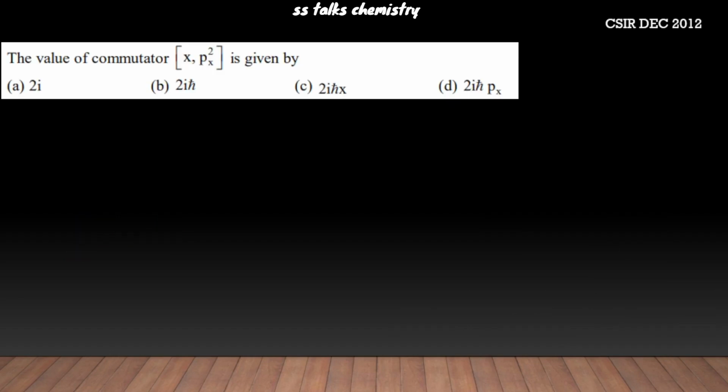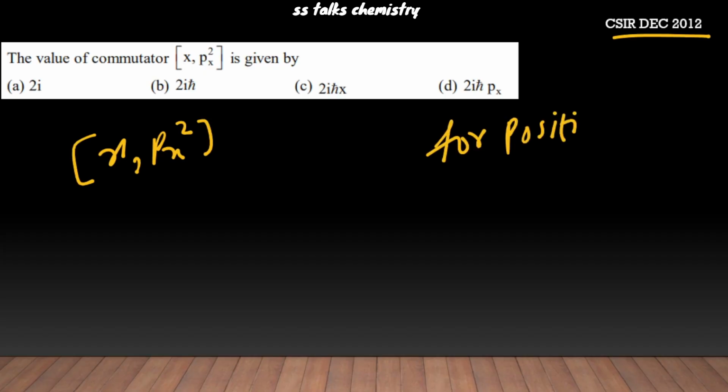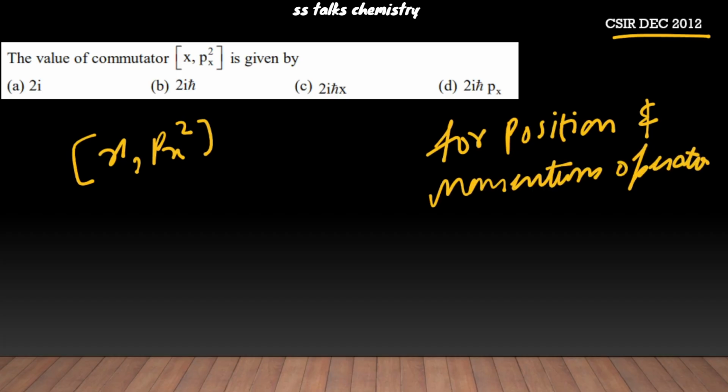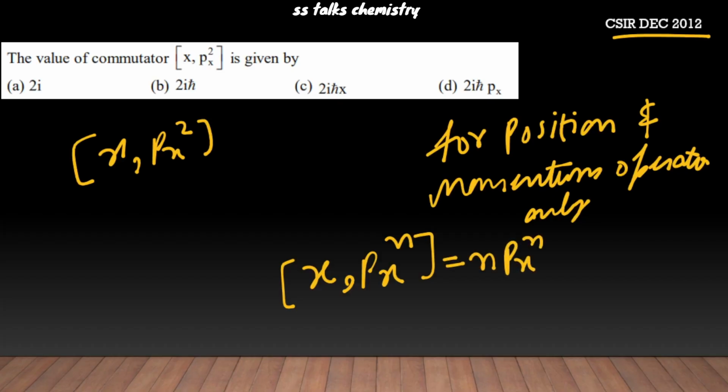Okay, next question. From the December exam of the year 2012, the commutator of x and px square. We know this is only true for the position and the momentum operators only. We have this thing that if you take the commutator of x and px raised to the power of n, this value is n px raised to the power of n minus 1 into iota h cut.